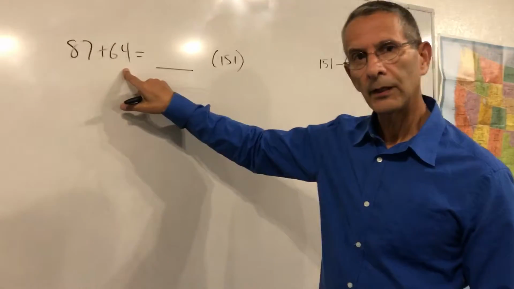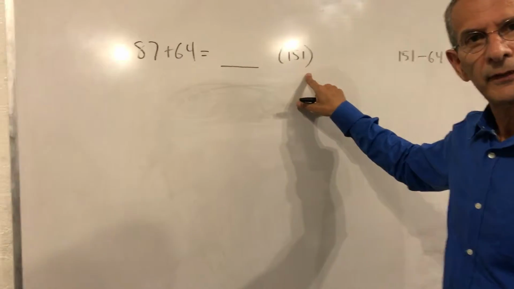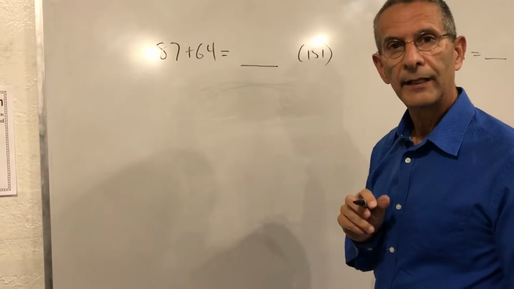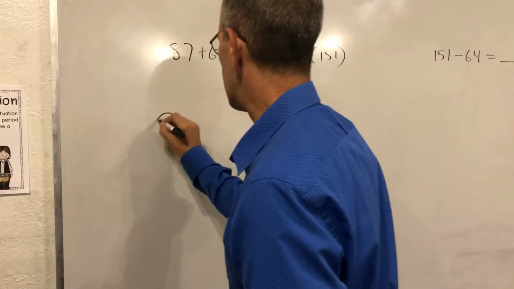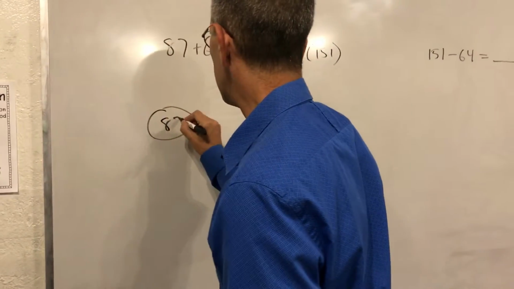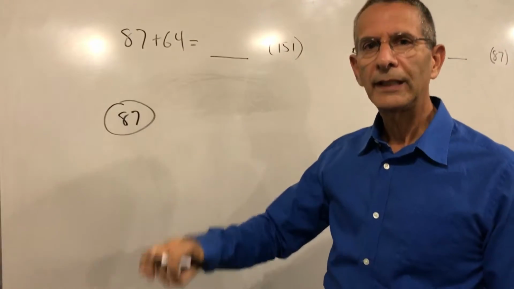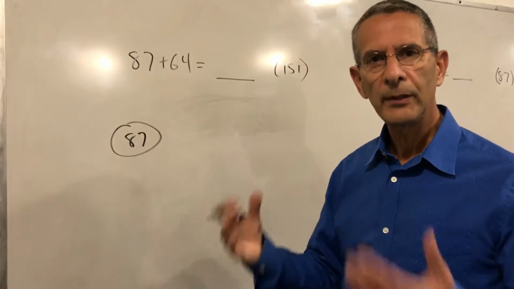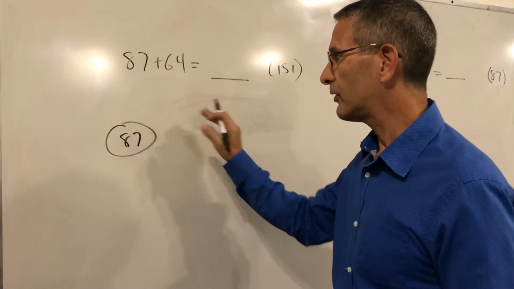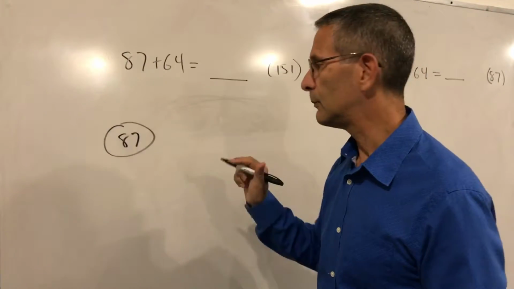87 plus 64, and we're going to hope to get 151. So here's what an arrow diagram looks like. You start with a bubble that has the first number in it. And now we're going to add this second number, but we're going to do it in convenient steps. Whatever seems convenient to us, but all the steps have to add up to this 64 number.